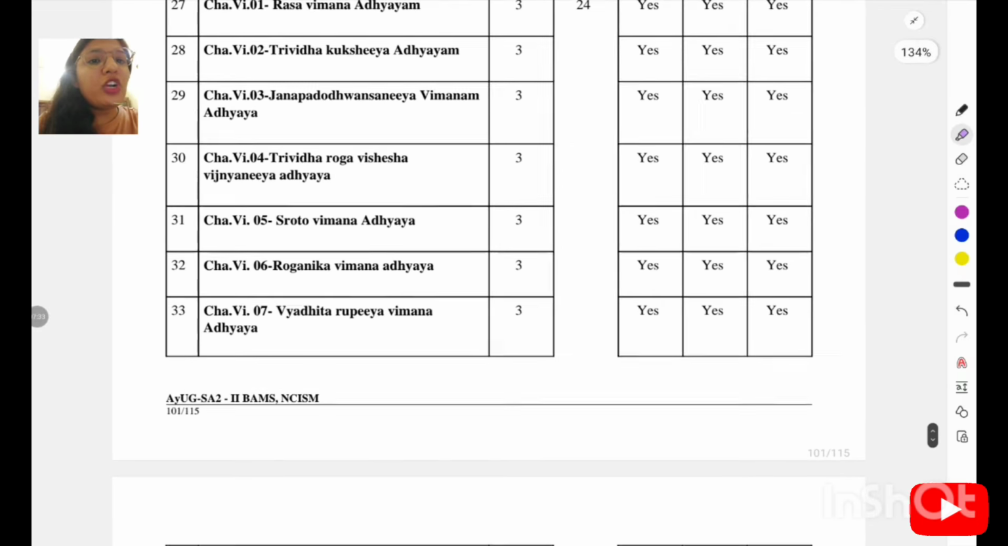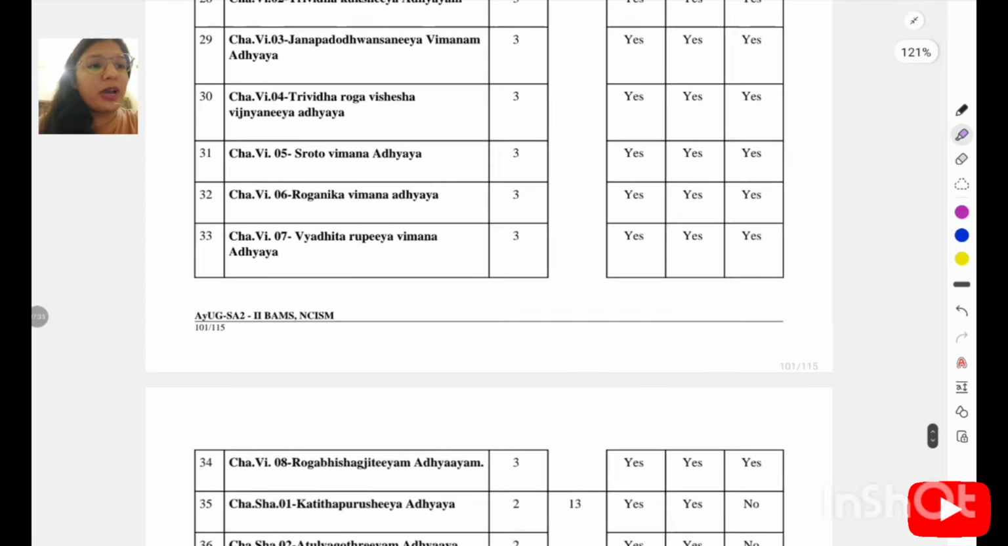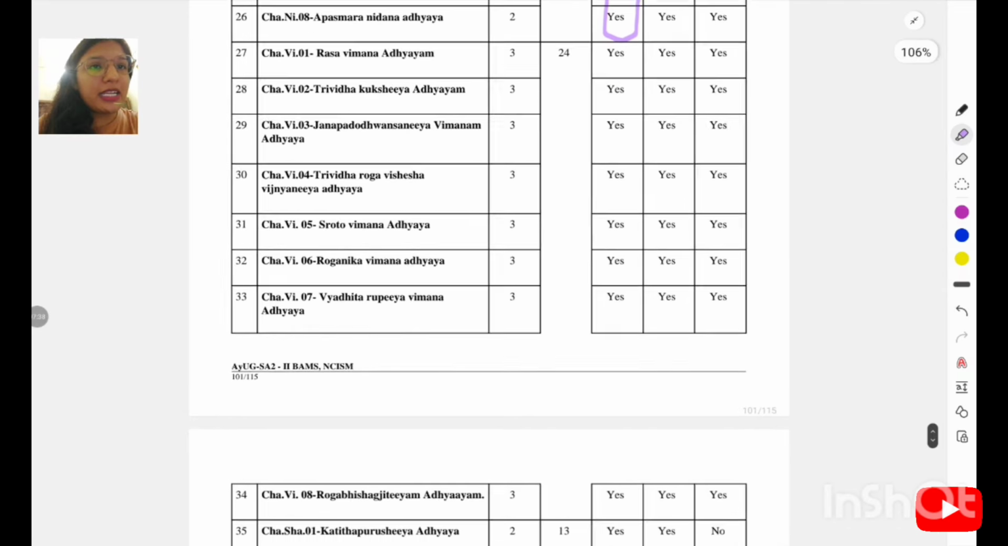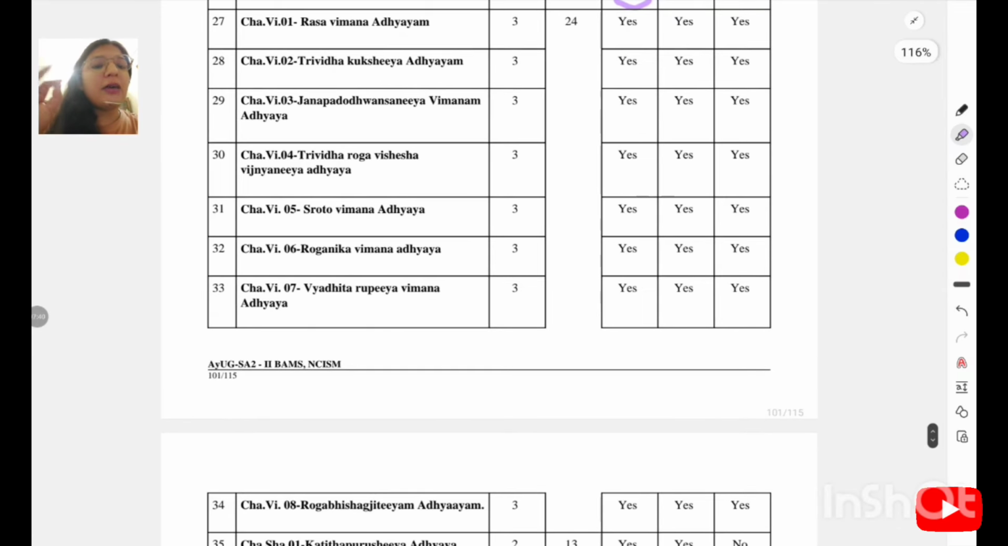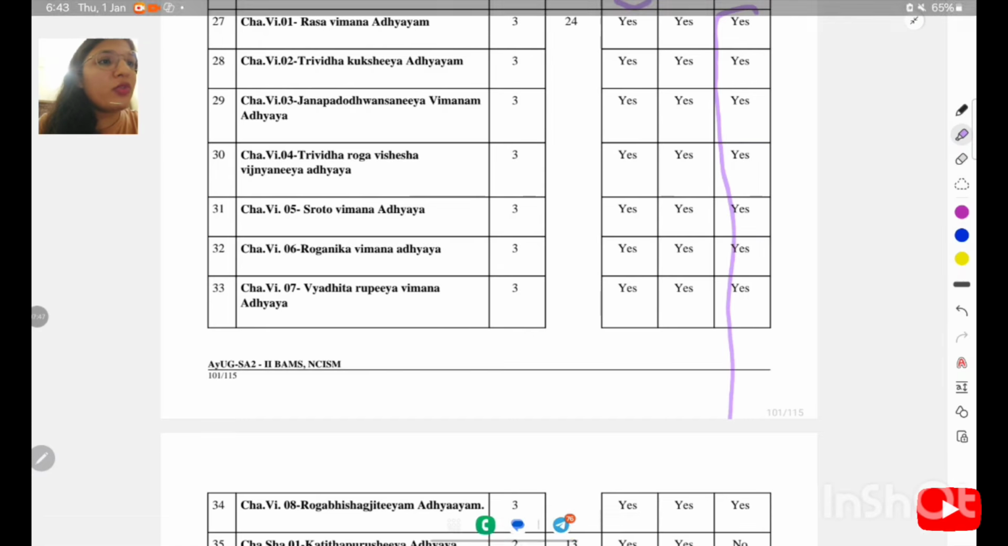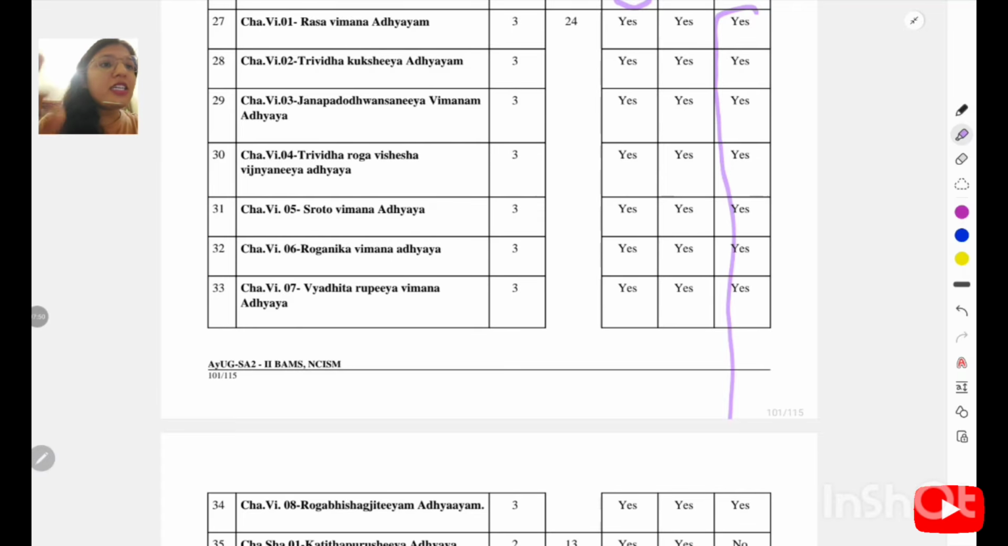Then if we talk about our Vimana Sthana, again there are 8 chapters. It starts from the Rasa Vimana up to the Roga Vishajityam. Here you have to see one thing: all 8 chapters have a probability to come for the 10 marks question, and all 8 chapters can come for SCQ, MCQ and LAQ, and it has a weightage more than the Nidana Sthana and less than the Sutra Sthana. So we have to focus on the Vimana Sthana after our Sutra Sthana, because it is coming for 20 marks.